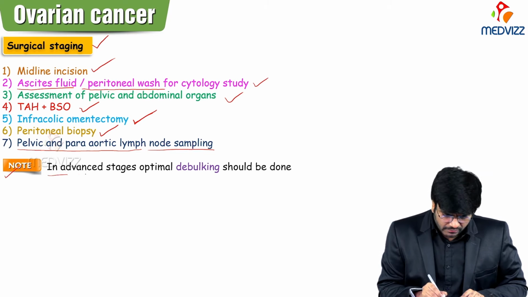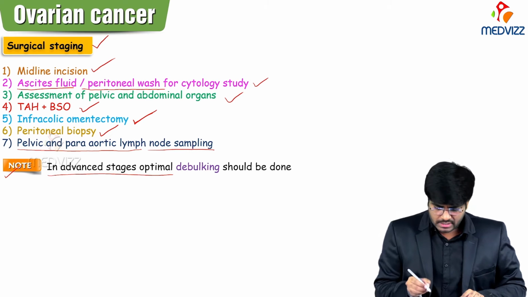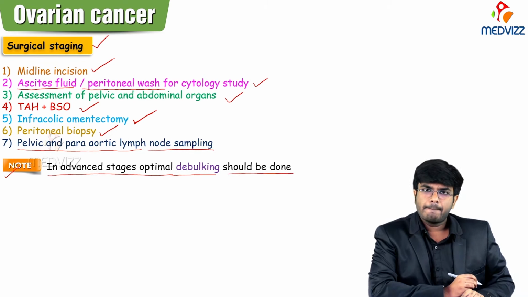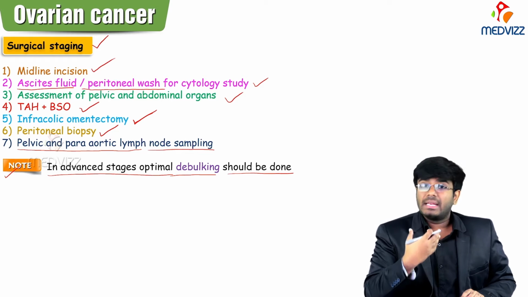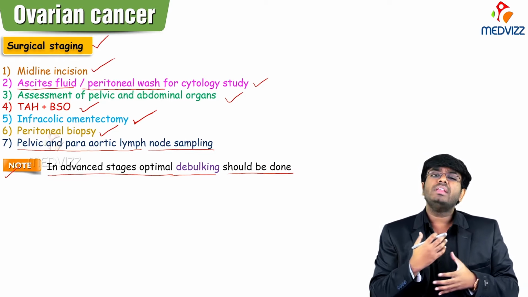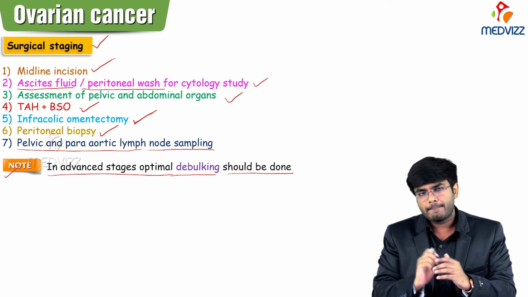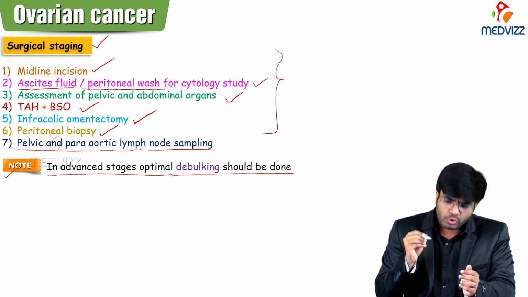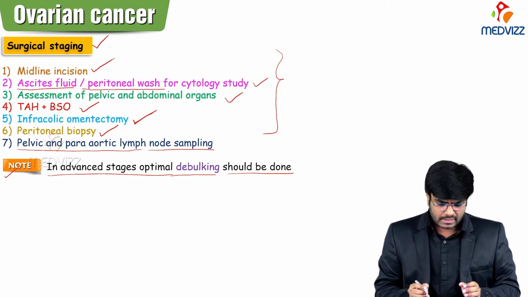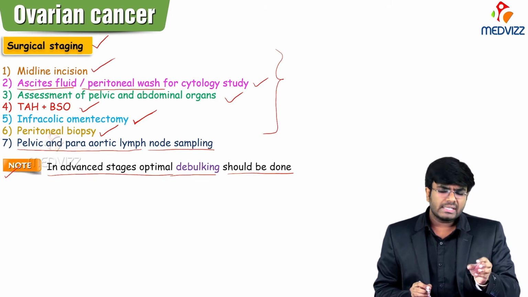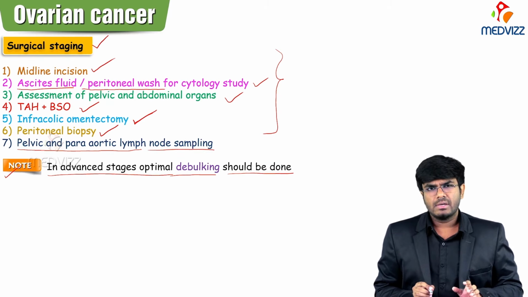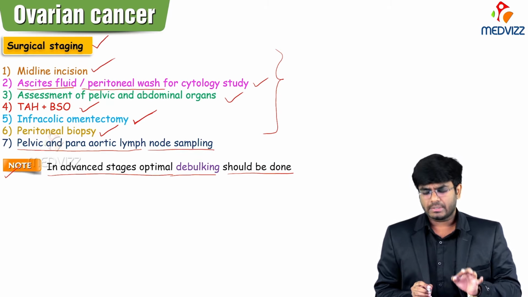Now, see, in advanced stages, optimal debulking should be done. What do I mean by that? See, optimal debulking means that you are removing the tumor as much as you can. For example, in this staging, have I discussed that you have to remove a certain part of the liver? Have I discussed something like that? No, I haven't. Why am I discussing it right now?